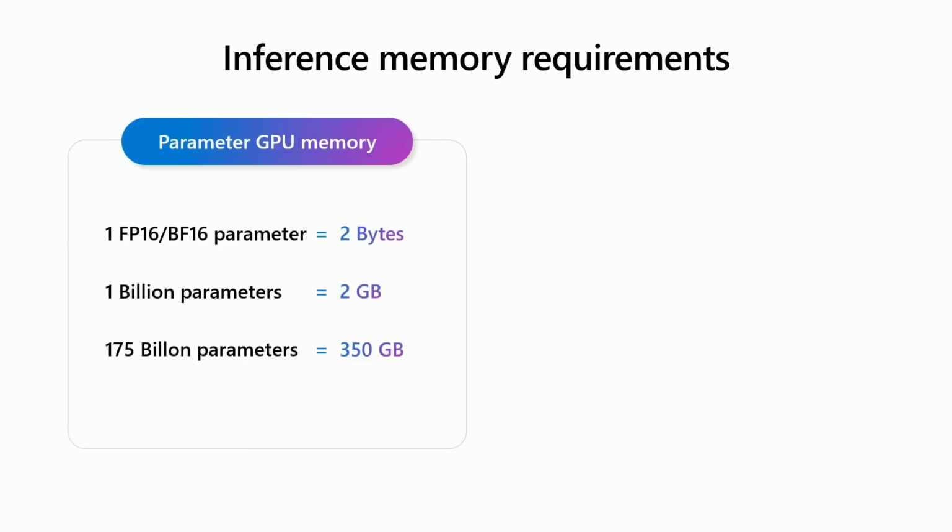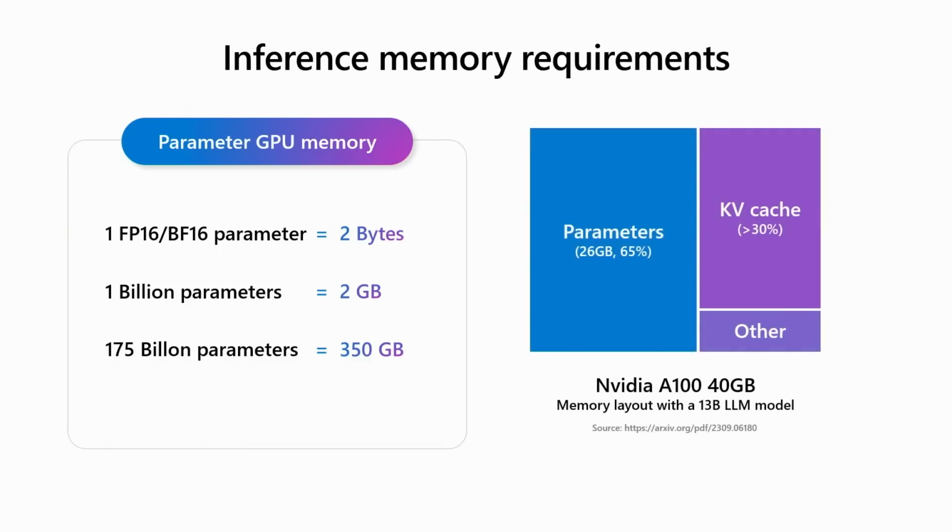But that's not all you need for inference. Because you load the model, those are the parameters or the weights, into the GPU. You also have to store the processing of the tokens. And this is called the key value cache, storing what it processed when it's looking at the prompt and starting to generate tokens. And that needs to be retained for efficiency. This is kind of the rough layout of a 13 billion parameter model on a 40 gigabyte A100 GPU.